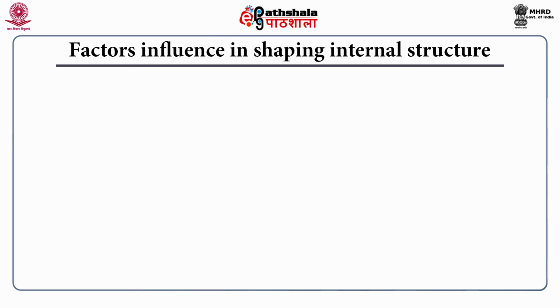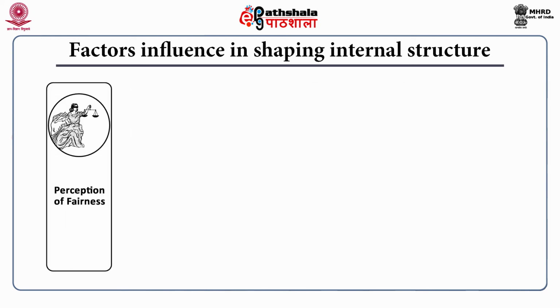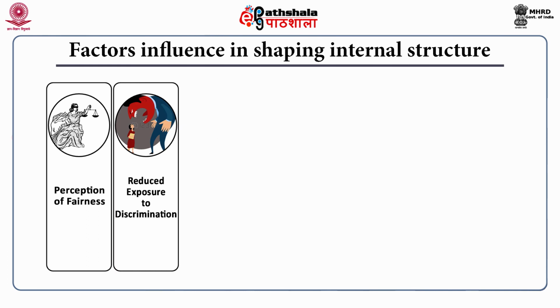So, what are the factors that influence shaping an internal structure? First, perception of fairness. Organizational culture is an important strategic factor to business success. If you want to develop and maintain a culture of fairness, you need to strongly factor in internal equity. If employees look at others in similar jobs and see equal pay, they will likely feel the organization and its leaders are fair. When employees respect you as a fair leader, the chances that they listen to your direction and guidance towards their work are greater. Second is reduced exposure to discrimination.